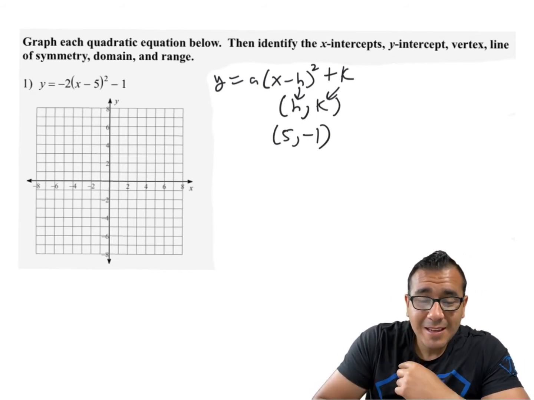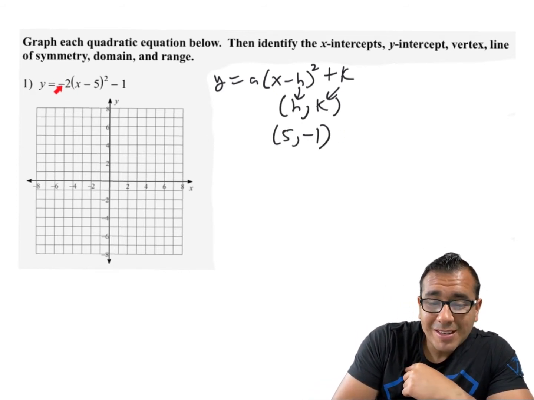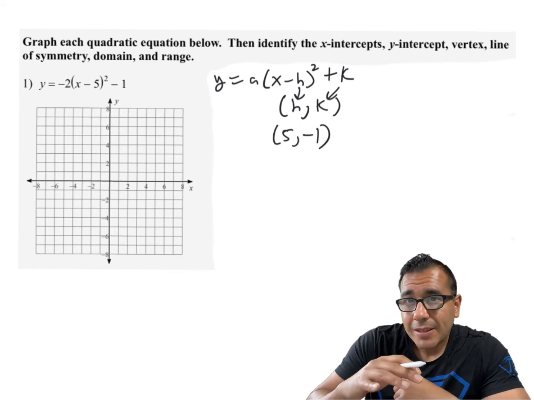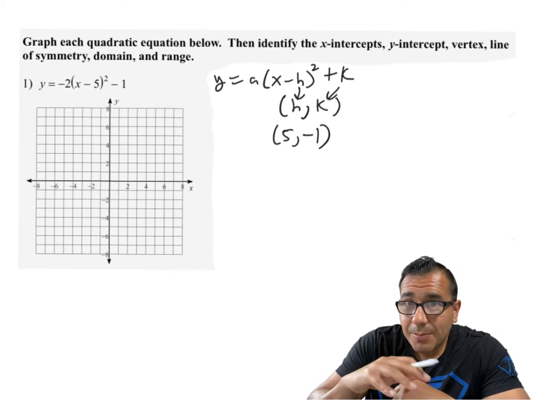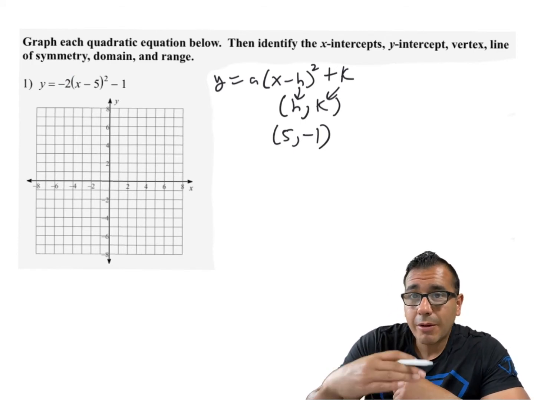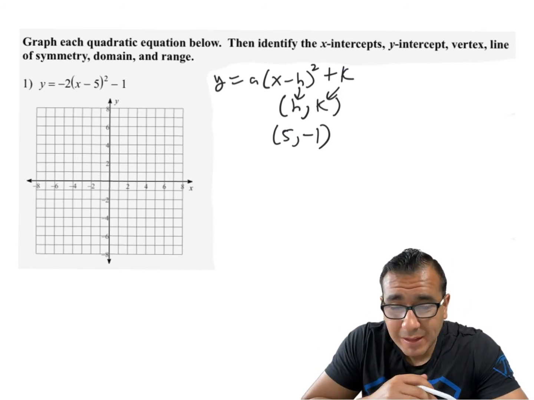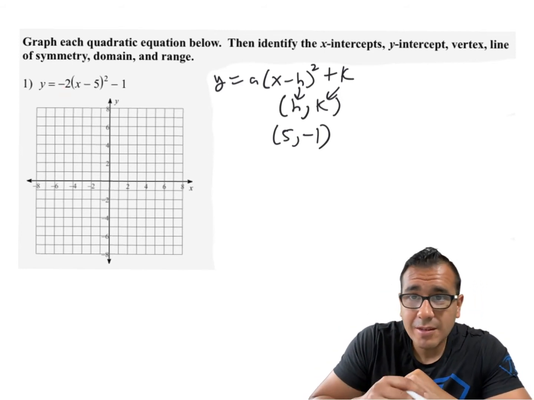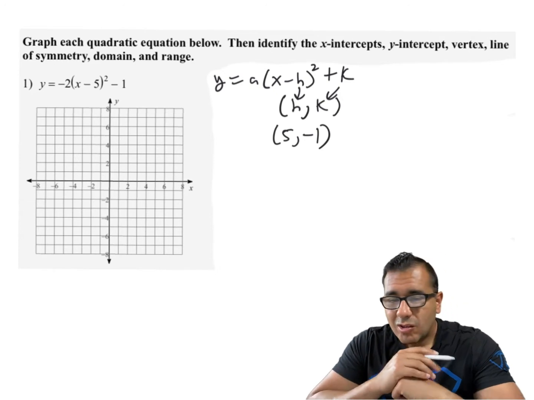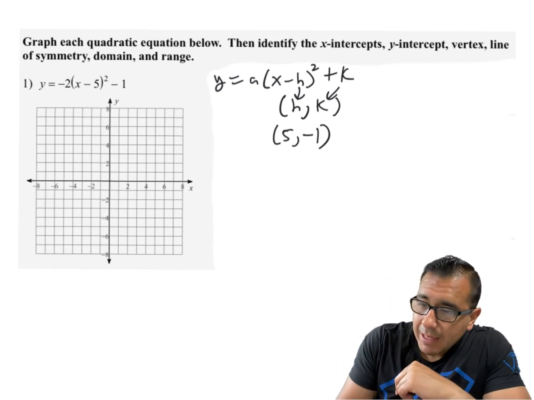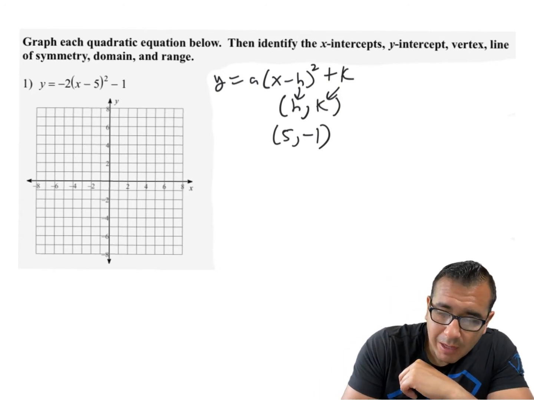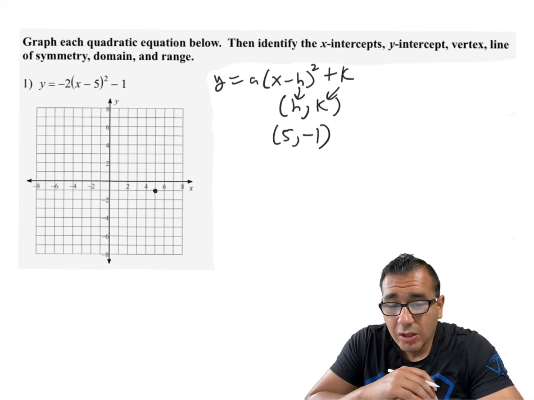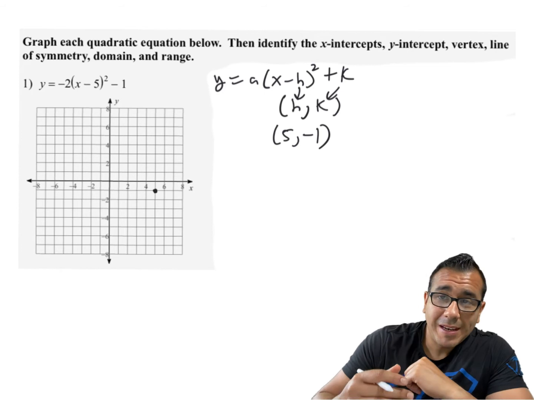And in this case, see how the number in front is a negative? What that tells us is this is going to be a graph that's upside down, right? It's going to be a parabola facing downward. That's what that -2 tells us. So make sure you write that down just in case you're wondering. So let's plot that point, (5, -1): 5, and then down 1. So right here. And we know this graph is going to open downward.